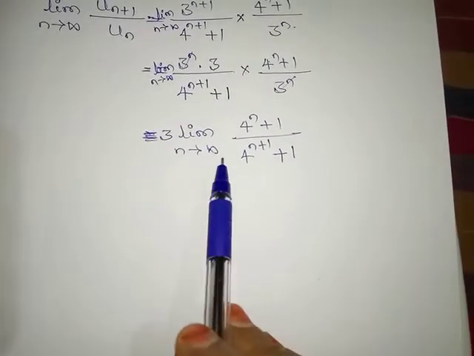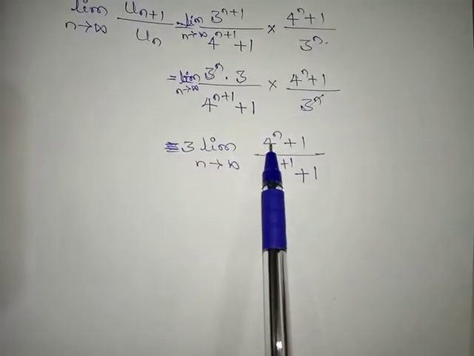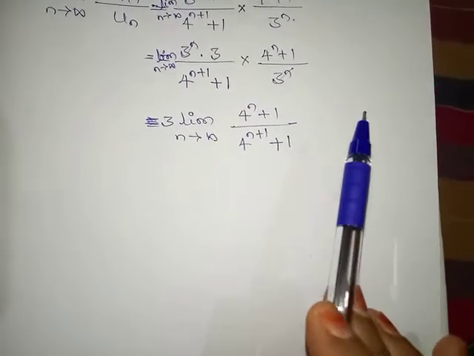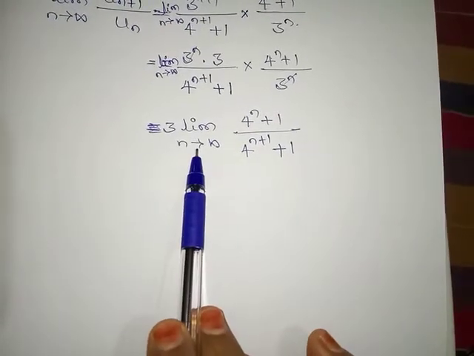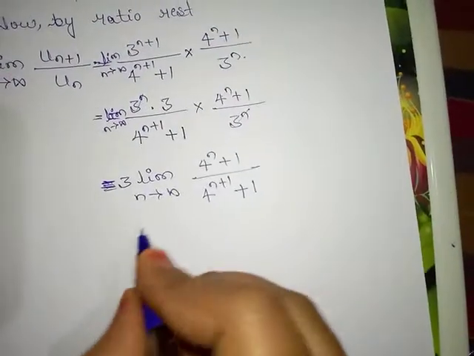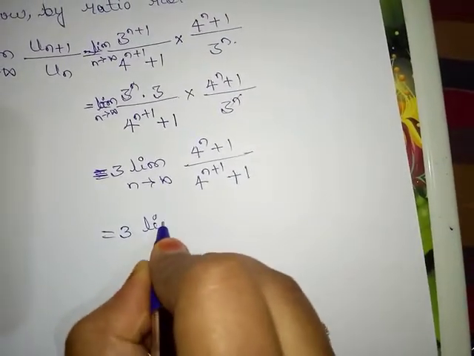Here also, before applying the limit, just see what we will get after applying the limit. We know that anything raised to infinity is again infinity. Infinity plus 1 is again infinity. So after applying this limit, we will get an infinite value. To avoid that, what we will do is 3 into limit.